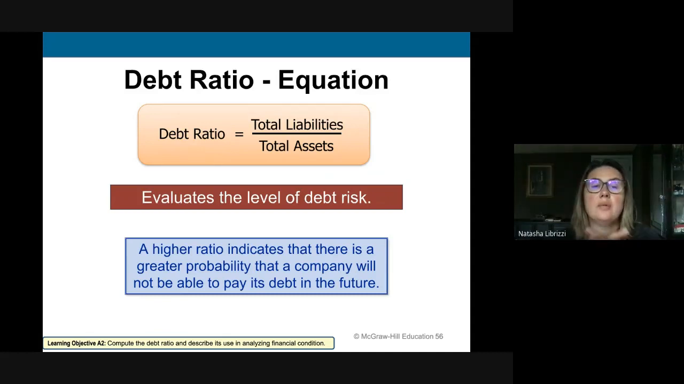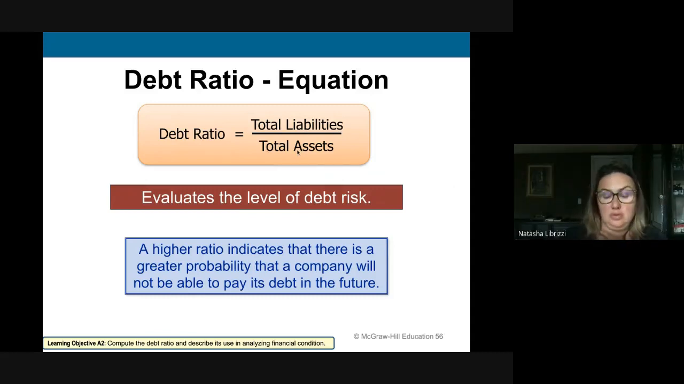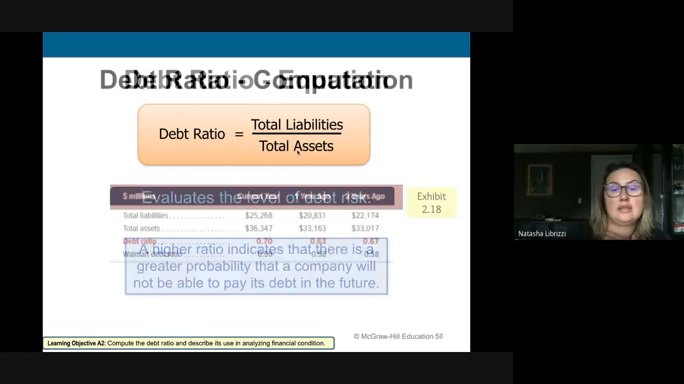So when we do the debt ratio, we evaluate the level of risk, how risky the company is. The higher the ratio indicates a greater probability the company will not be able to pay its debt. So if you have a high level of liabilities in relationship to your assets, that is a higher risk.